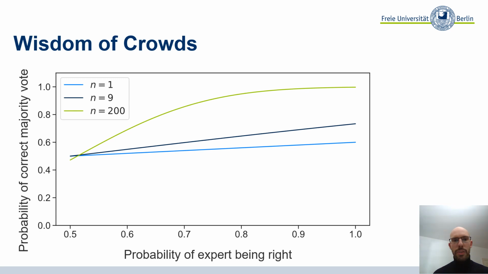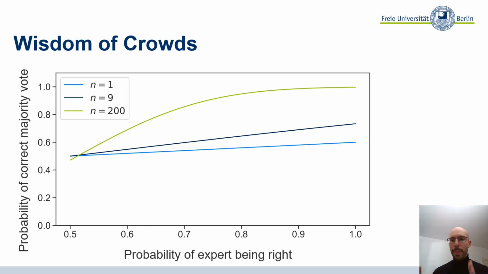And in fact, if we tune the number of individuals for our committee up even further, the probability of getting a correct majority vote becomes better and better. So for instance, if we take 200 individuals, you can see that at an 80% probability of our expert being right, we already have an almost 100% probability of ending up with a correct majority vote.